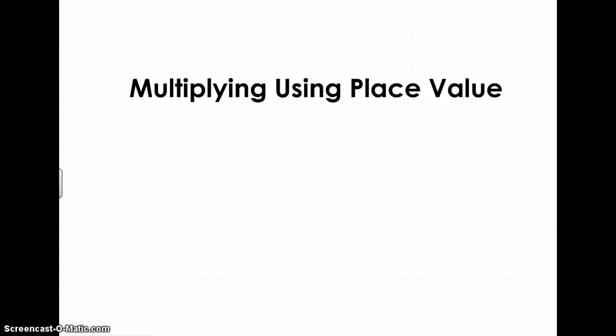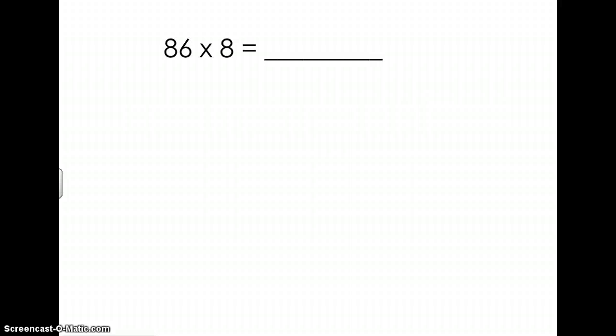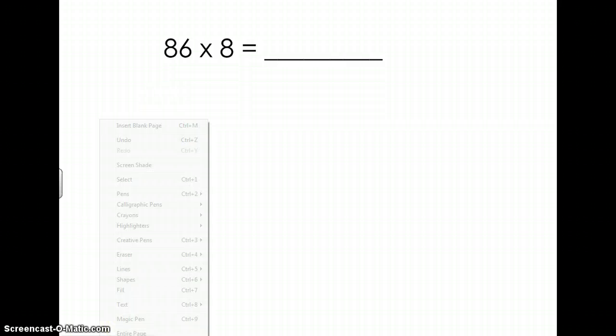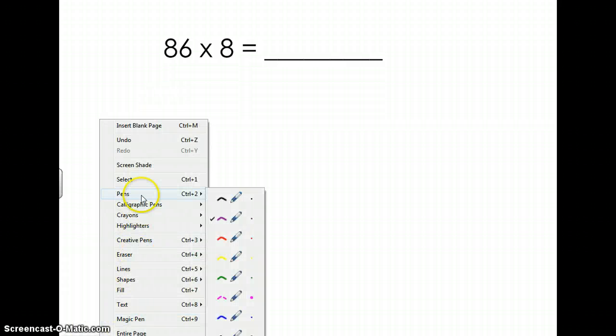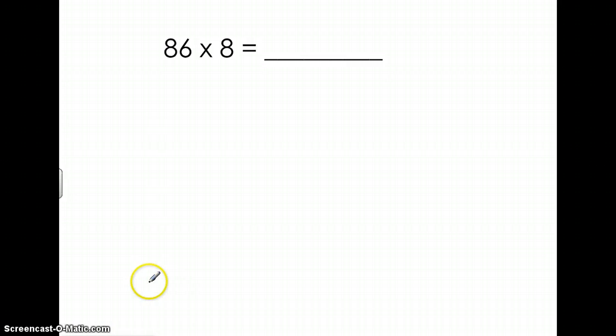Hi everybody, today we're going to use a new multiplication strategy called multiplying using place value. I think you're going to find that this strategy is very similar to the breaking apart strategy that we used yesterday, only this time you're not going to draw pictures or use arrays. You're simply going to make some new equations.